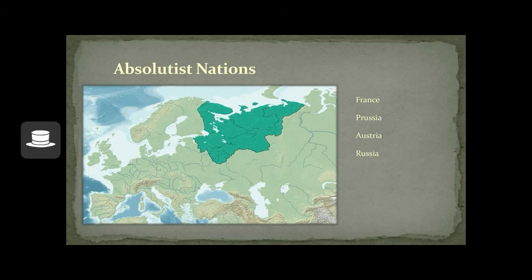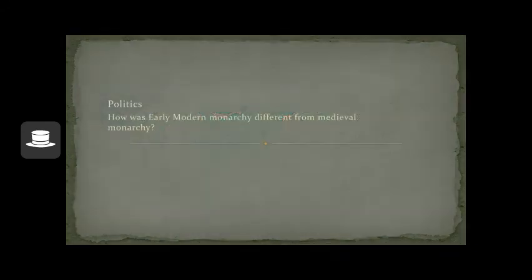Okay, a bit of a long lecture, but an important one. So what I'd like you to do now is to answer this question in our discussion forum. How was early modern monarchy different from medieval monarchy?